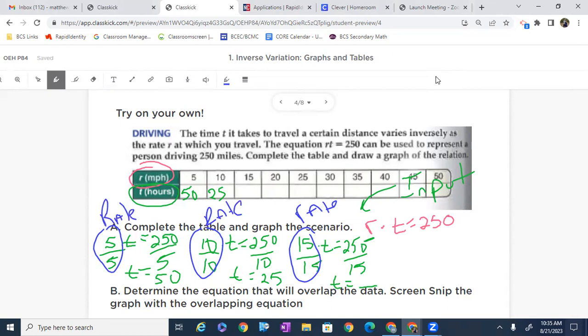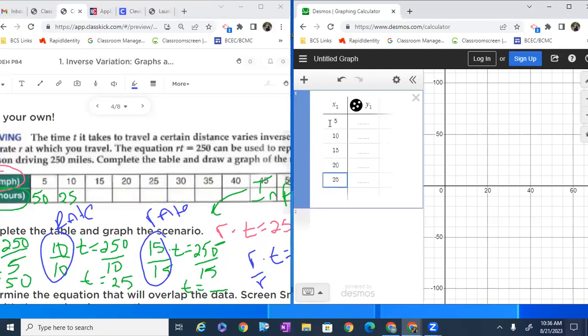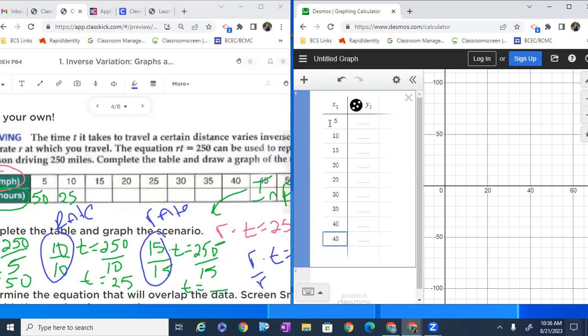So if we look at this equation, r times t equals 250, in order to find the time, we are going to be dividing by our rate: t equals 250 over r. So let's go to Desmos. We'll set this up in a table so we can make some sense of this equation. We're going to add a table into Desmos, and I'm going to work my way down: 5, 10, 15, 20, 25, 30, 35, 40, 45 and 50.